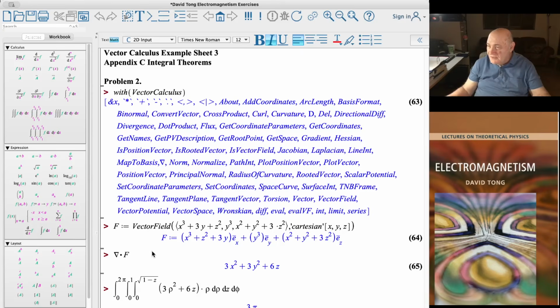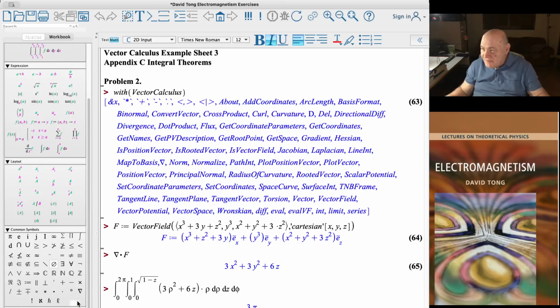Now I use palettes for most of my things. If you go through the palette, like common symbols, you can see that del symbol. So I just hit del dot F. I could write out divergence, I could go over here and just write divergence, parentheses, F. But I use del dot F, and so it gives me the divergence.